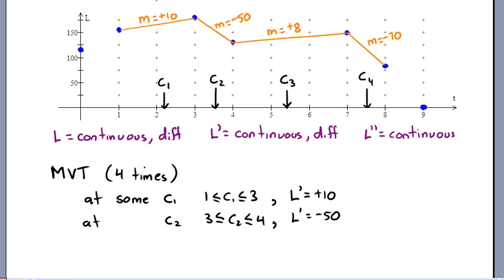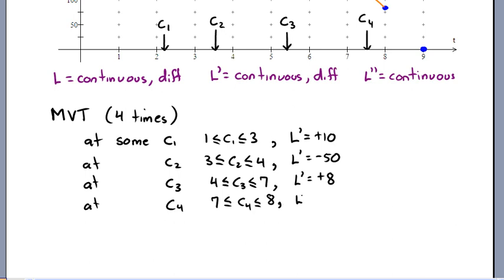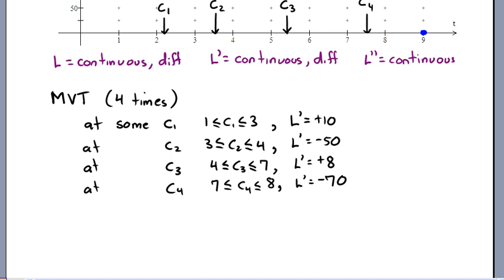A couple more times. At some C3, that's in between 4. So they gave me a bit of a clue, right, when they forced me to do this one. Between 4 and 7, at some spot in there, the derivative has to be positive 8. And then at some C4, between 7 and 8, that derivative has to be negative 70. Okay, well, I'm halfway done.